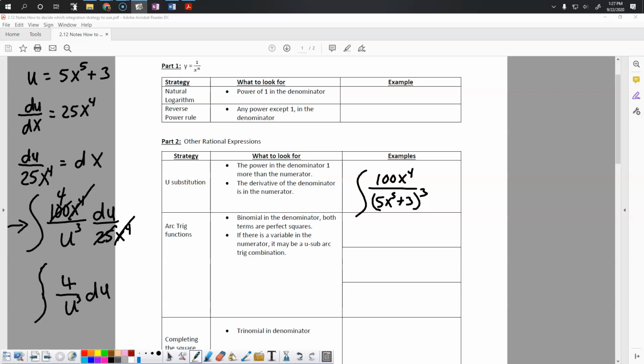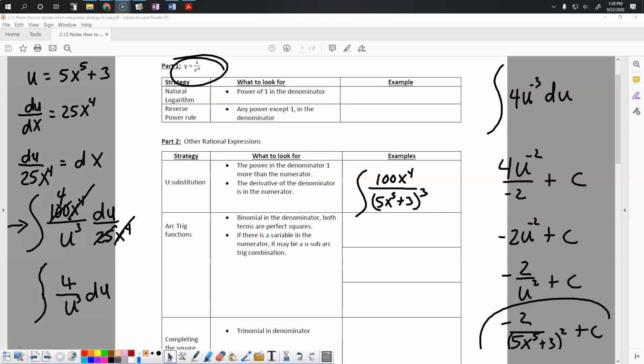All right? Now what do we do? Well, guess what? Now it looks like one of these problems. Which one is it? Is it an ln or is it a reverse power rule? I'm going to encourage you to pause the video once again and finish the problem at this point. And there's our final answer there, circled on the bottom right hand of the screen.